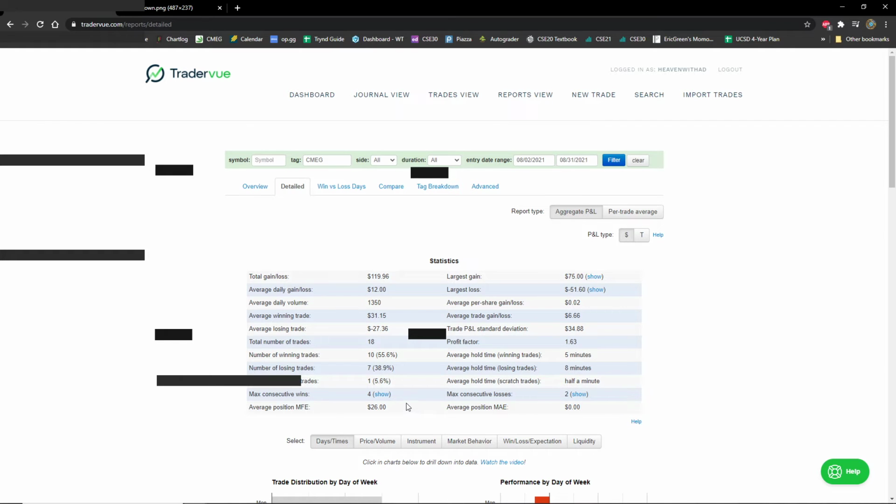Max consecutive wins 4, max consecutive losses 2. I'm liking how that's a low number there. I'm not trying to revenge trade after I'm in a losing streak. That's good. Profit factor 1.63.